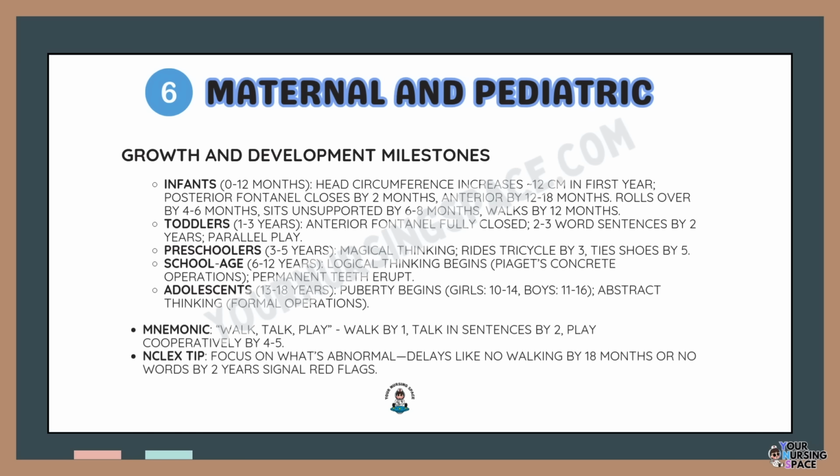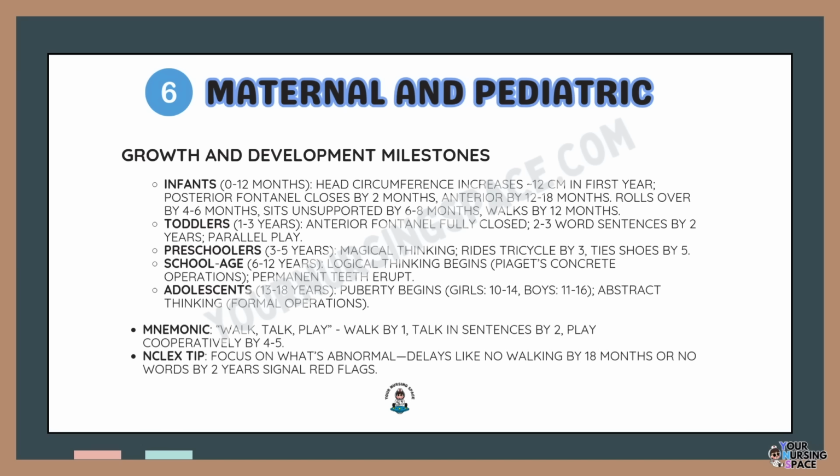Picture a baby's first year, 0 to 12 months. Their head circumference grows about 12 centimeters because their brain's expanding like crazy. The posterior fontanelle, that little soft spot in the back, closes up by 2 months, while the anterior one up front takes longer, usually shutting between 12 and 18 months. Motor-wise, they're rolling over by 4 to 6 months, sitting unsupported by 6 to 8 months, and by their first birthday, they're toddling around.